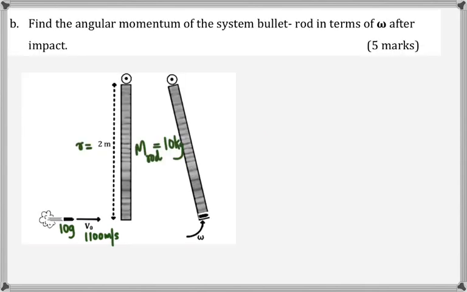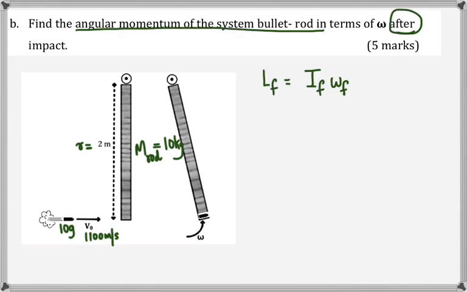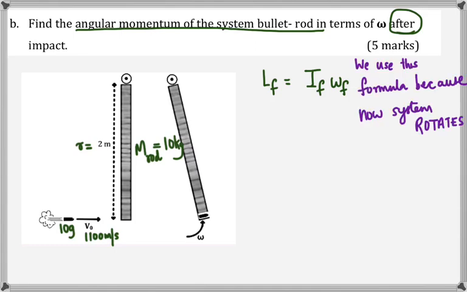The second part is asking for the angular momentum of the bullet and rod system after the impact. After means final. So Lf is equal to If Wf. We use this formula because now the system is rotating, and we apply the moment of inertia.